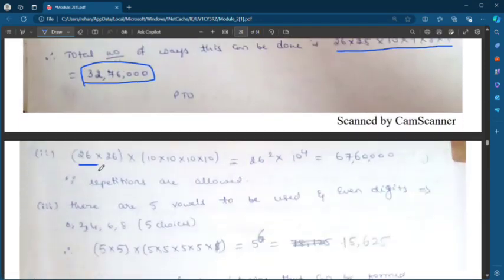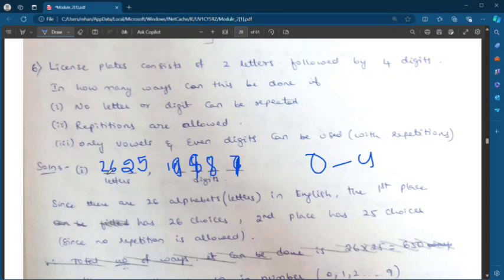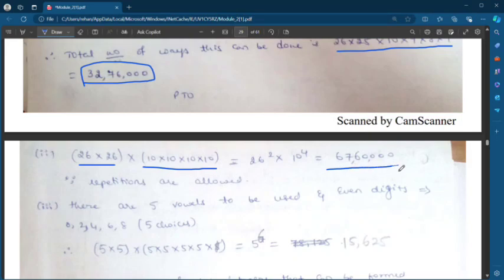Okay, see. It's not dependent now. So here also 26 ways I can fill. Here also 10 ways I can fill the digit, 10 ways I can fill the digit, same like that. Okay, I'll have this one.